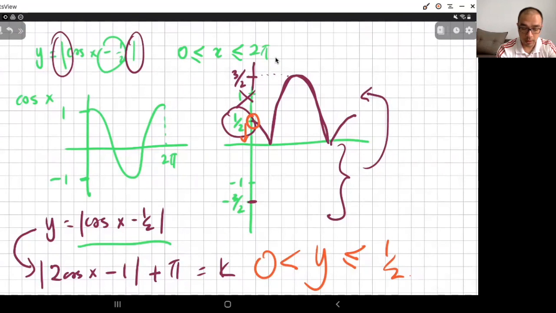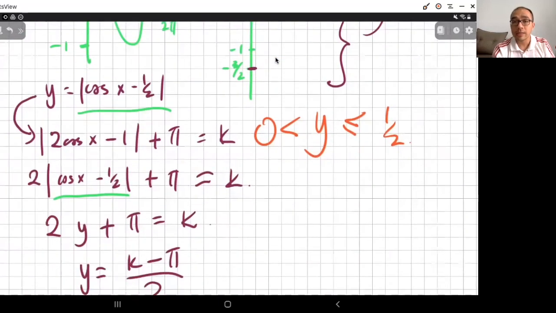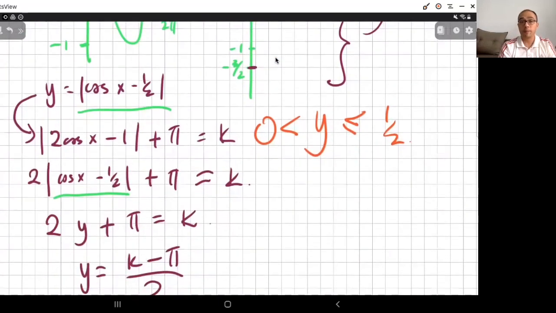What if I draw like this? If I start from 0 and I draw like this, can I get 4 solutions? 1, 2, 3, 4. Oh yeah, I'll get 4 solutions. Okay, fine. My y has to be more than 0. Okay, less than half and more than 0.